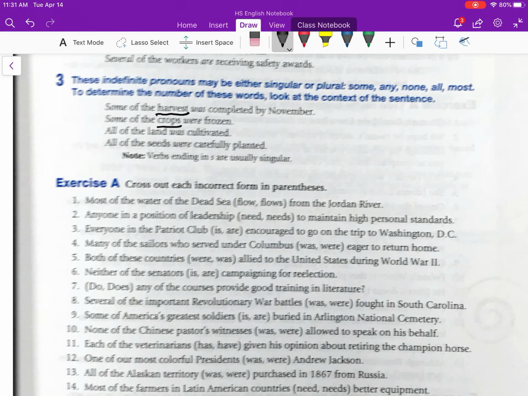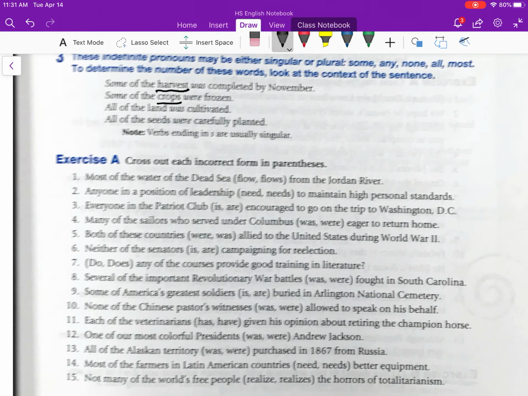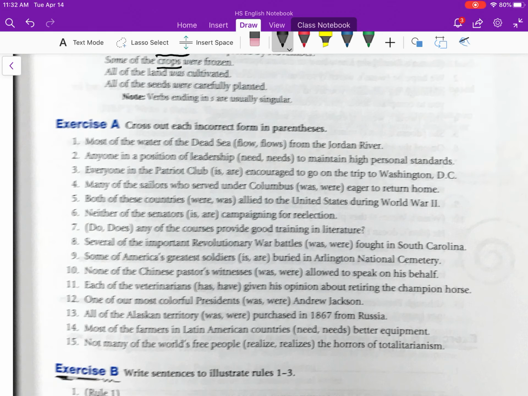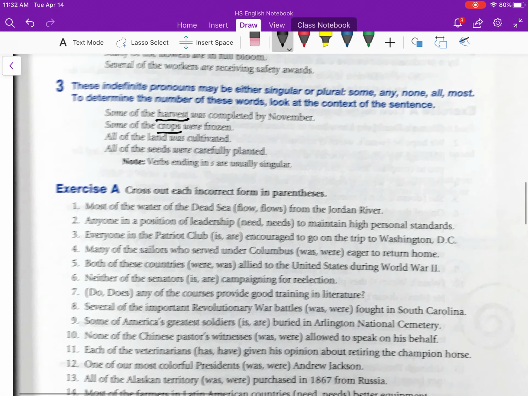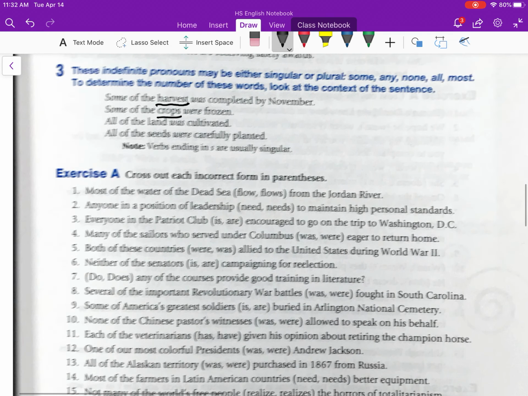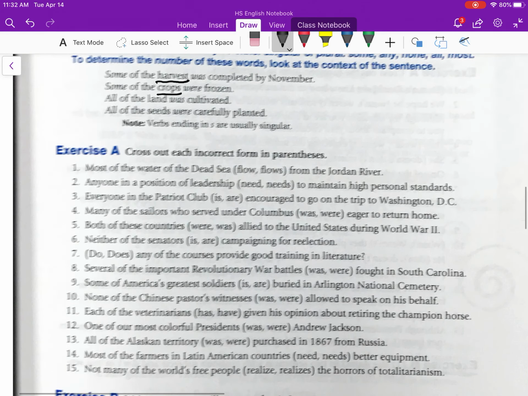Okay, excuse me. Exercise A. Cross out each incorrect form in parentheses. Most of the water of the Dead Sea flow or flows from the Jordan River. Okay, it's got an indefinite pronoun here. Which of the categories does it belong to? Category 3. It could be either singular or plural. So we've got to look at the context. So we're looking at the word water here. So water flow or water flows? Oh, it's going to be water flows. So we're going to cross out the word flow. It's flows.